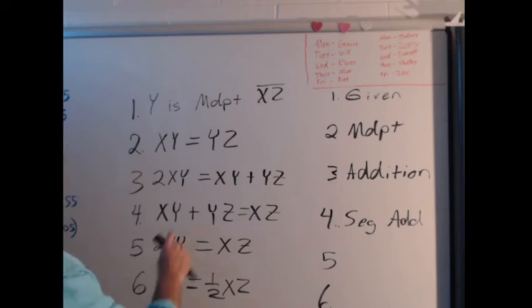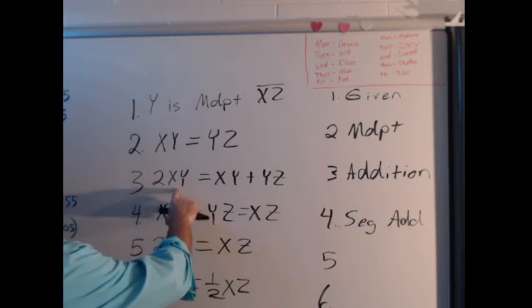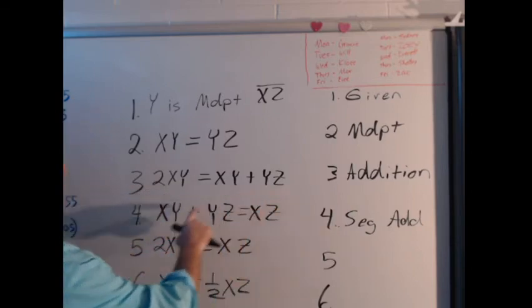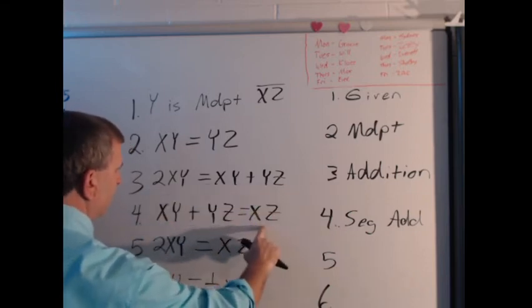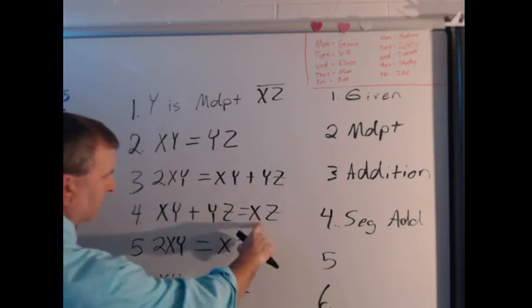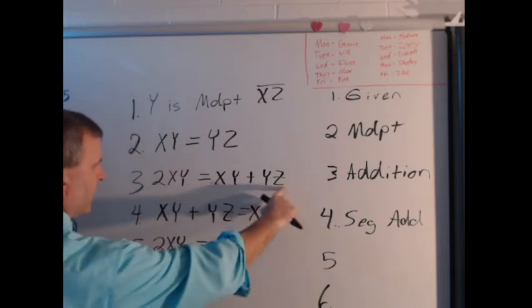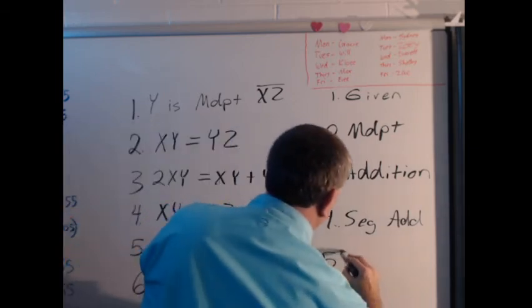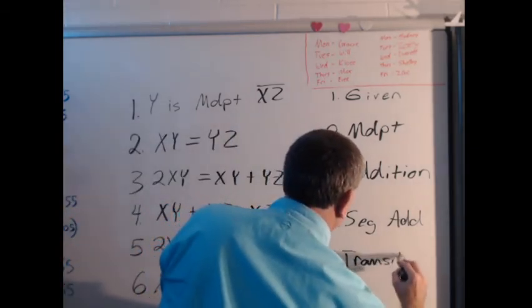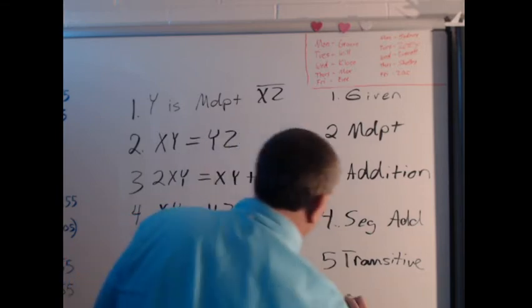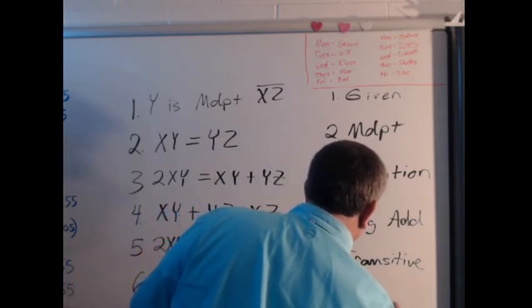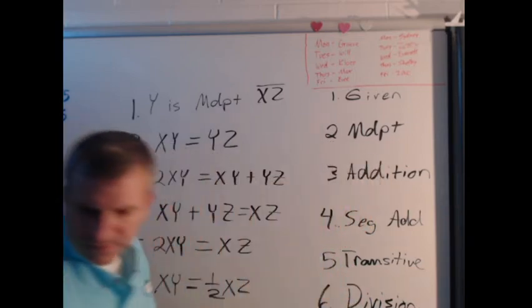Okay? So do you see how I'm able to do that? Because 2xy is equal to this. If xy plus yz, what we wrote here, is equal to xz, then I can take this and equal to this. We're just cutting this part out now, and that's transitive. Okay? So now my last step, if I get xy by itself and divide xz by 1/2, I know that that is just simple division.